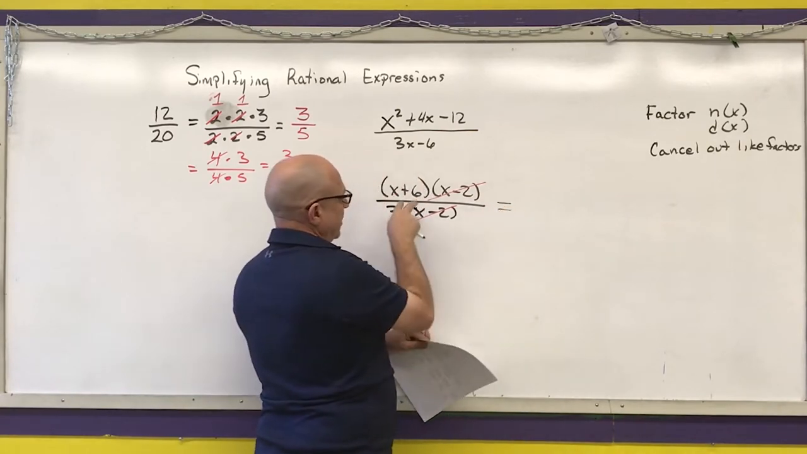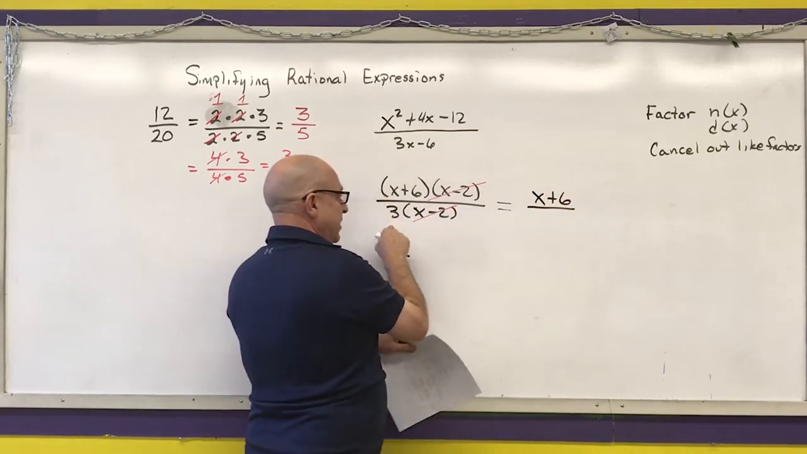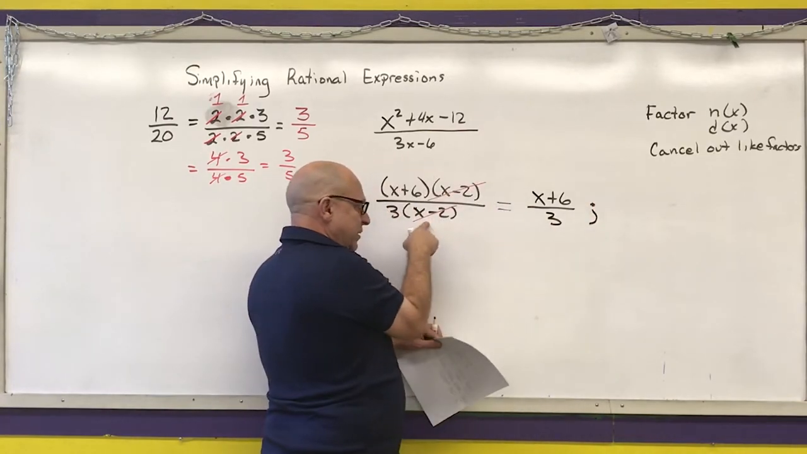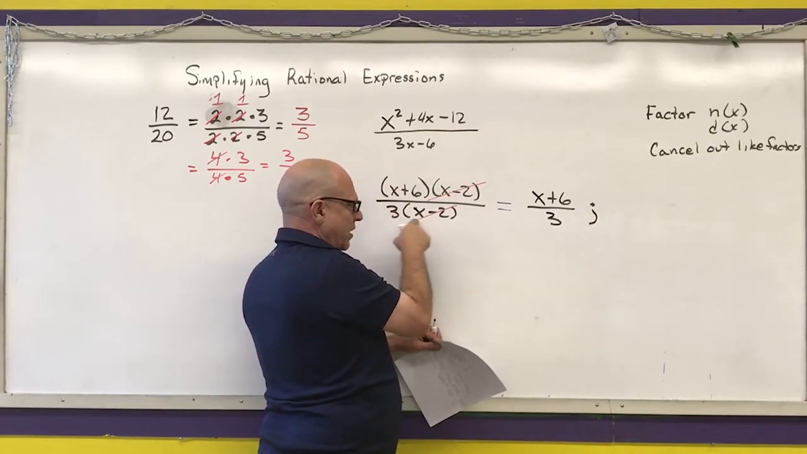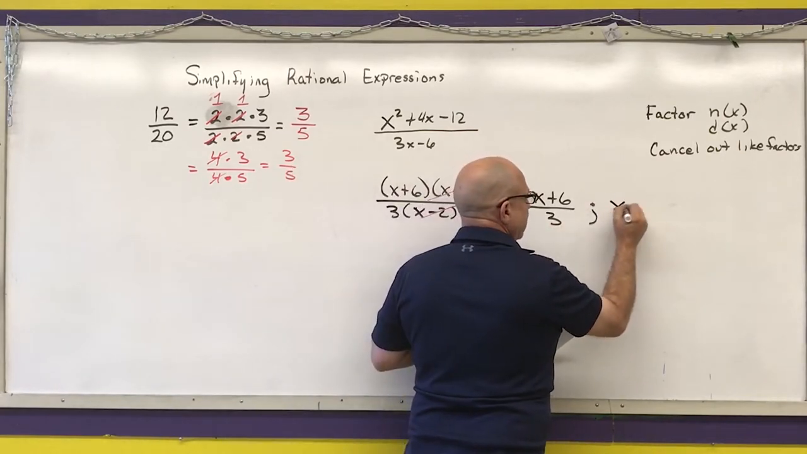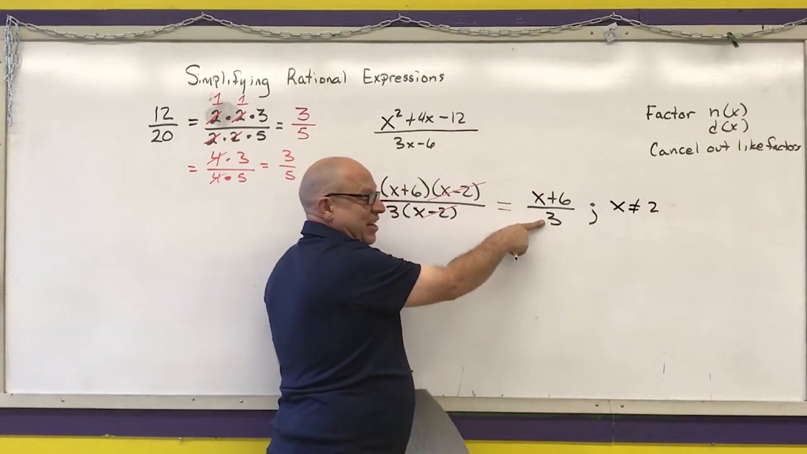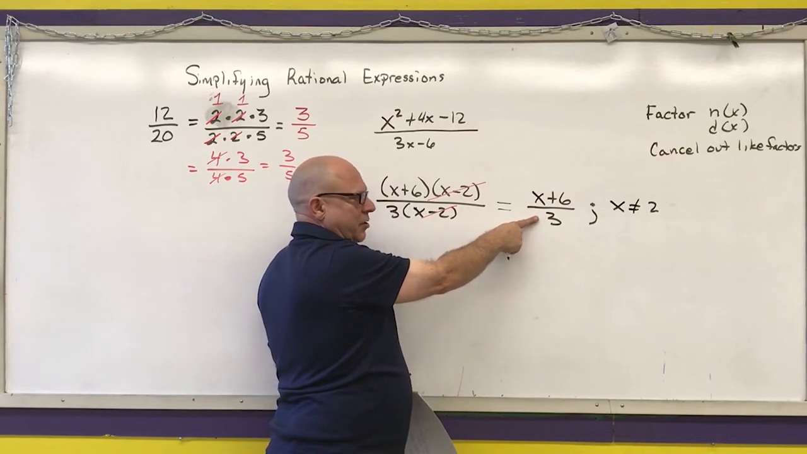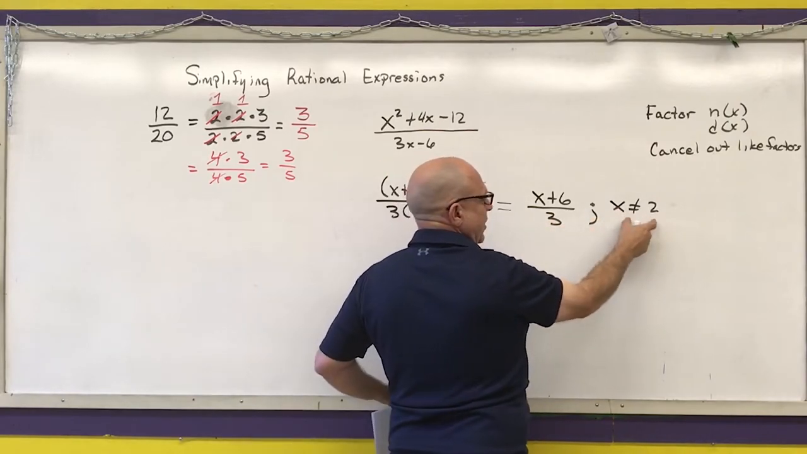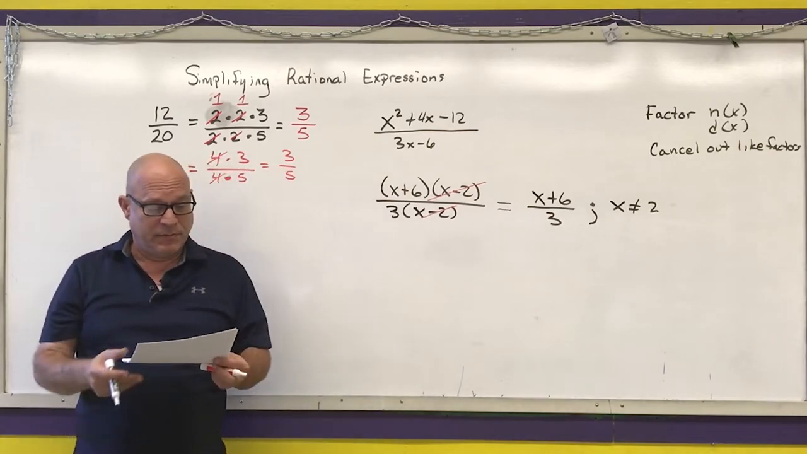So my final answer is going to be what's left in the numerator over what's left in the denominator, provided that x is not going to equal 2. What's going to cause this part to blow up is when this is equal to 0. So x is not equal to 2. Notice that you don't realize that you're going to divide by 0 if you put a 2 in when you have it in the simplified form. You need to take that into account when you are simplifying these rational expressions.